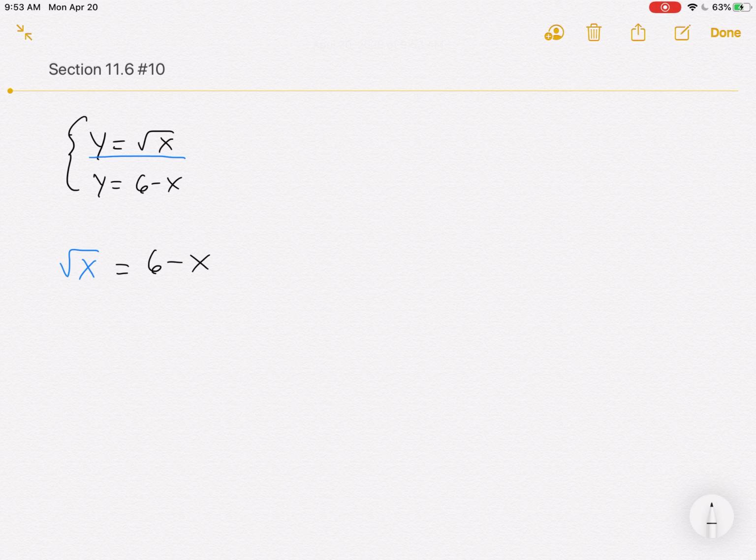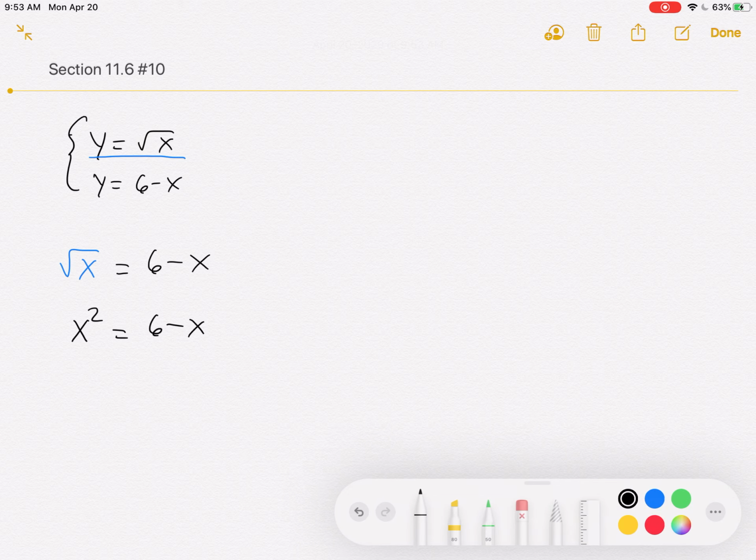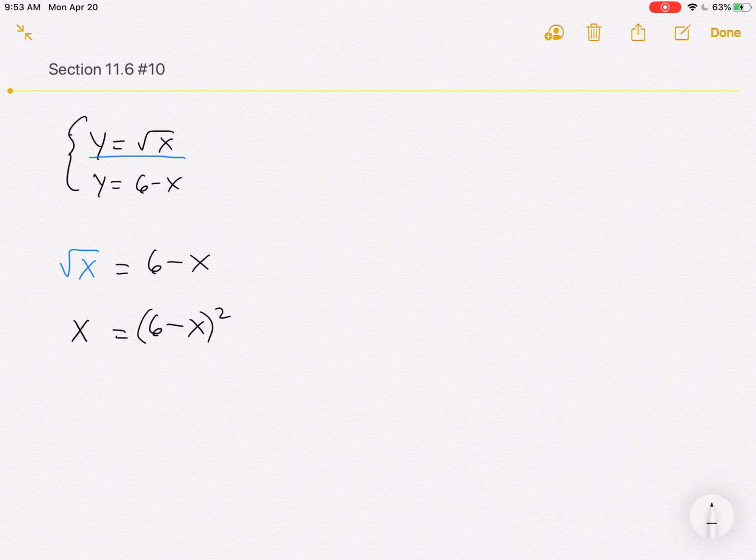Well, we need to solve for x, so we've got to get that x out from underneath the square root. So we're going to square both sides. The squaring removes that square root, so we get x is equal to 6 minus x, the quantity squared. Or that's x is equal to 36 minus 12x plus x squared.